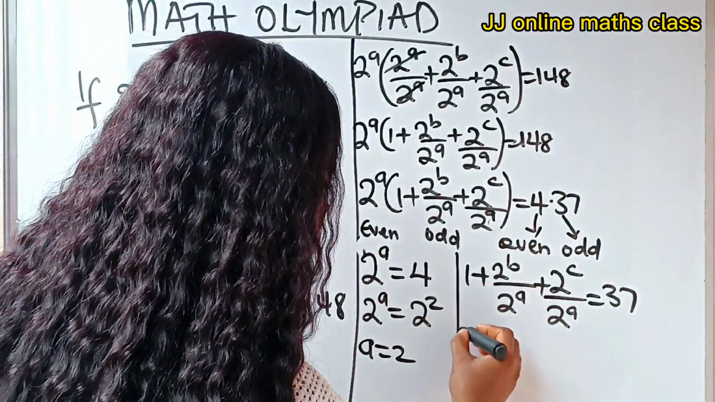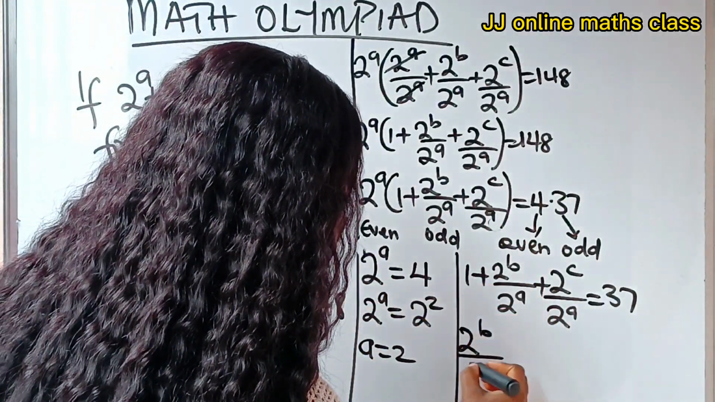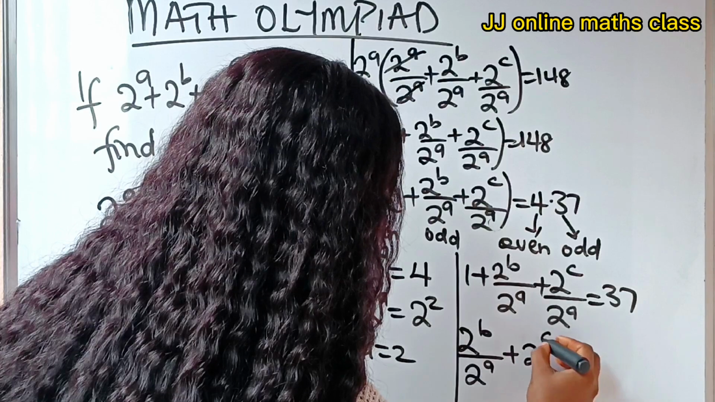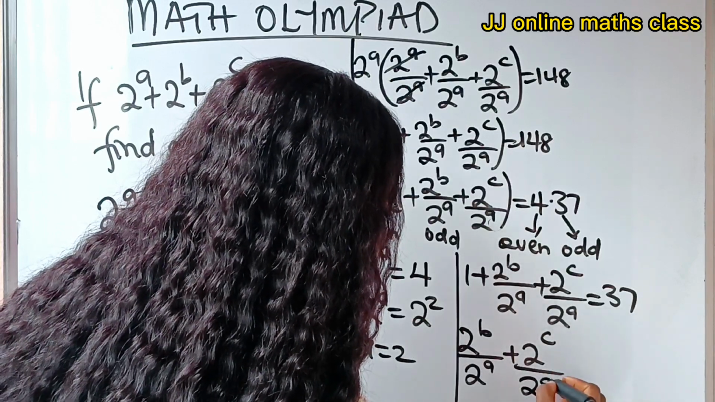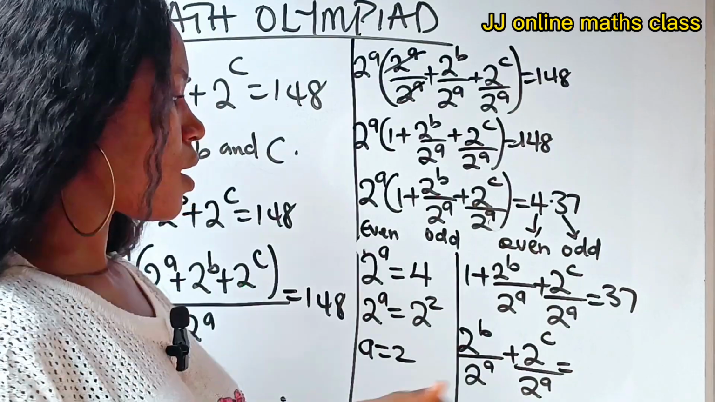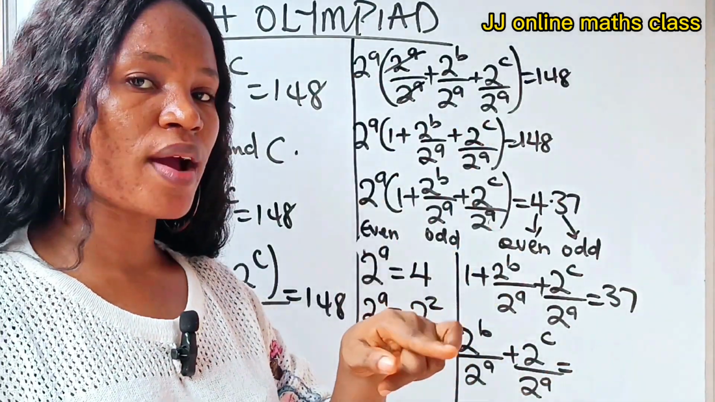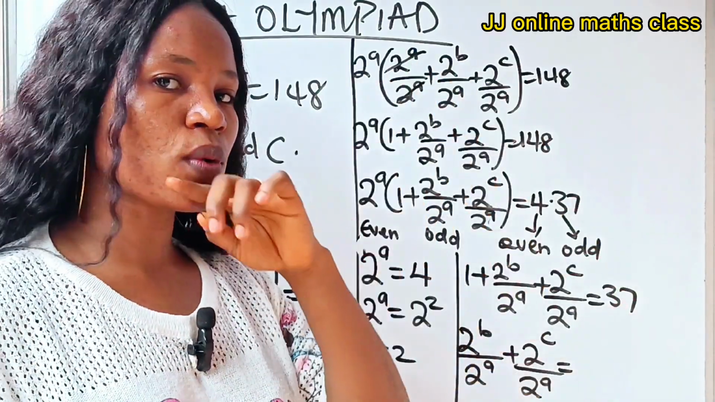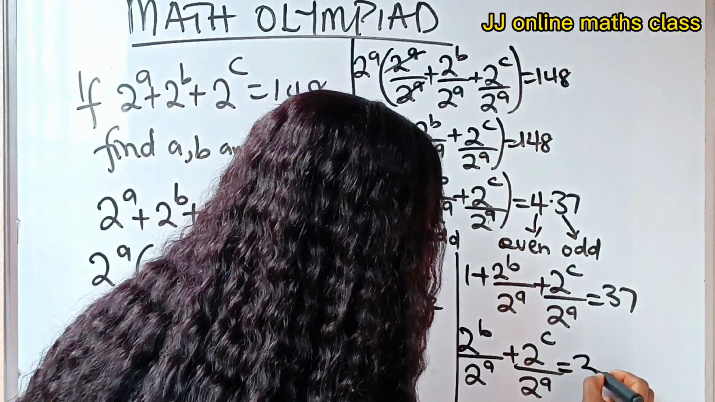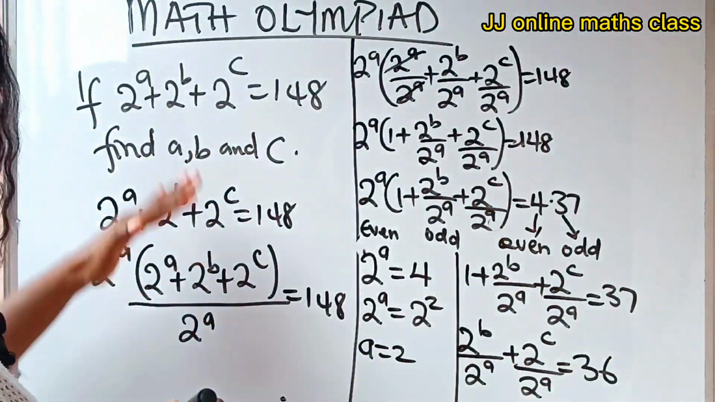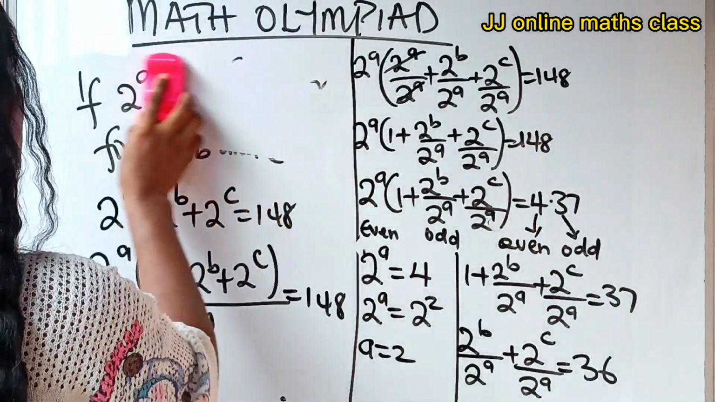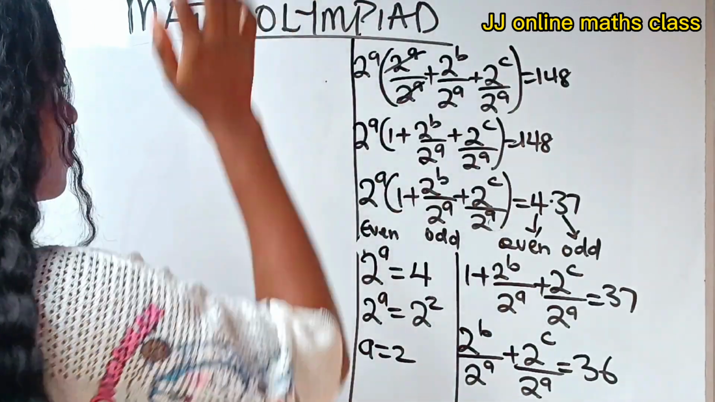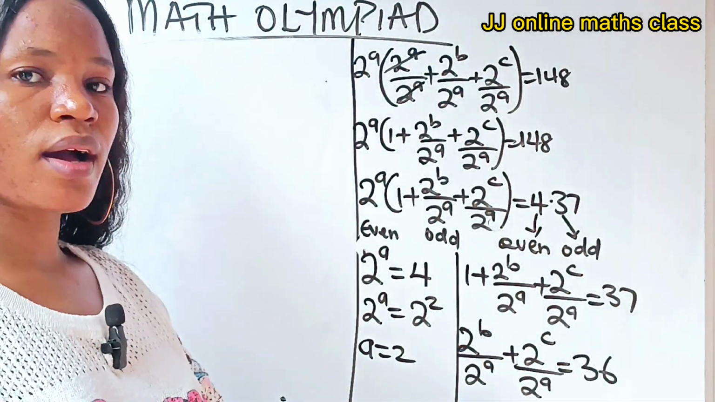So we'll be left with 2 to the power of b over 2 to the power of a plus 2 to the power of c over 2 to the power of a is equal to 37 minus 1, right? Remember, we are subtracting 1 from both sides. So 37 minus 1 will give us 36. All right, permit me to clean this side of the board. All right, now this is what we have.